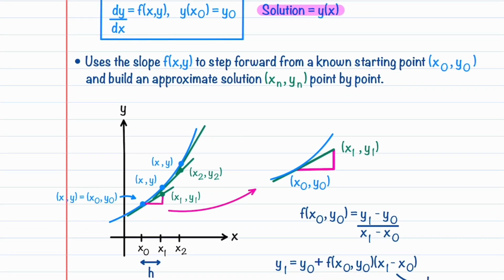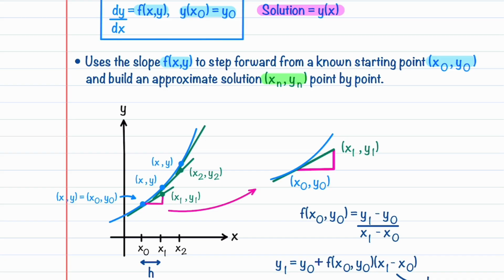Instead of finding an exact solution, it uses the slope f of x, y that's given up here in the equation to step forward from a known starting point, which we're going to call x0, y0, and that comes from the initial condition y of x0 is equal to y0, and then build an approximate solution that we're going to call x sub n, y sub n, point by point.